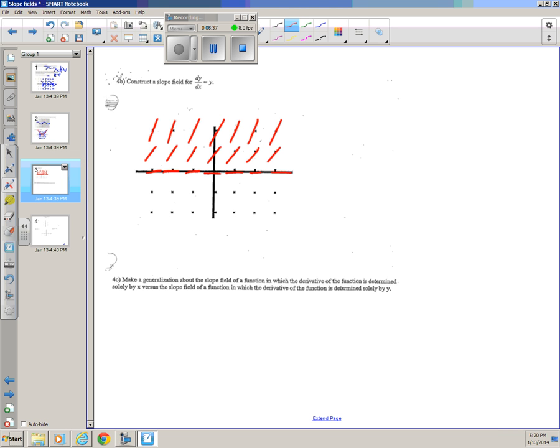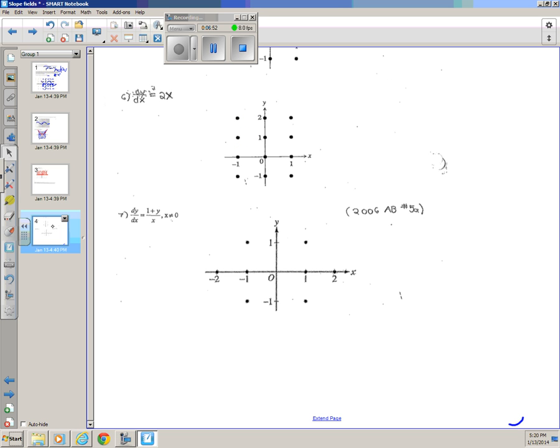All right. Now, to make a generalization, we can see that if the slope depends solely on y, then the slope is going to be constant along each horizontal line. If the slope depends only on x, then the slope will be constant along each vertical line, right? When x is 1, the slope will always be 1, or something like that.